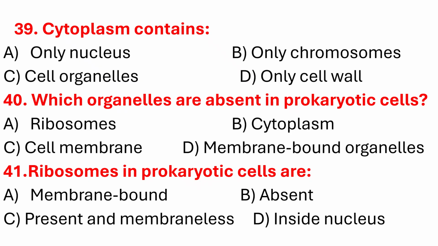Option C. Cell organelles. Which organelles are absent in prokaryotic cell? Ribosomes, cytoplasm, cell membrane, membrane bound organelles. Membrane bound organelles. Ribosomes in prokaryotic cells are membrane bound, absent, present in membraneless, inside the nucleus. Option C. Present and membraneless.